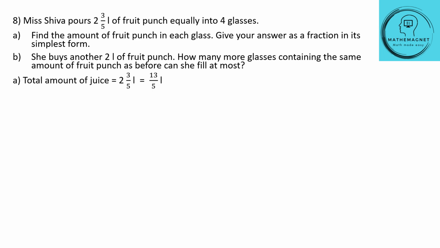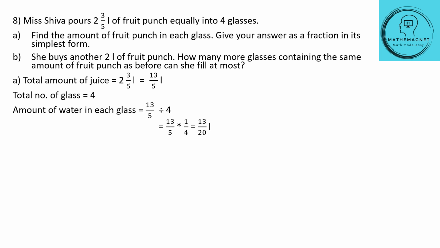Here we know the total amount of juice is 2 3 by 5 liters, which is 13 by 5 liters. Now she is pouring it into 4 glasses. So the number of glasses is 4. So to find out how much each glass has, we will have to divide 13 by 5 by 4, which is rewritten as 13 by 5 into 1 by 4, which is 13 by 20 liters. So each glass had 13 by 20 liters.